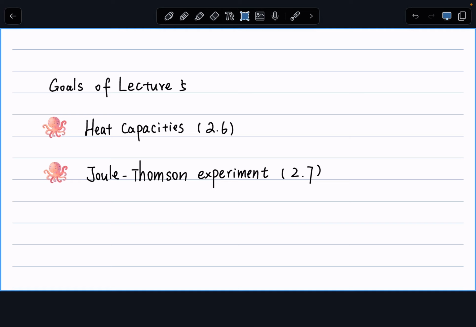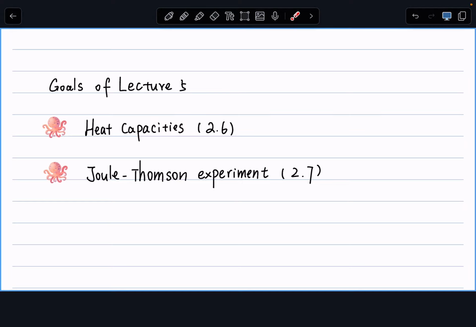For today's lecture, we have two main goals. I'm pretty sure I'm only going to be able to finish heat capacity, so we will be focusing on heat capacity for now. In our next lecture, we'll be talking about the Joule-Thomson experiment, which gives us a means to get an idea about how your volume or pressure changes with respect to temperature by holding the total internal energy or enthalpy constant. I'll save these for next lecture because I'm 99% sure we can't finish it.